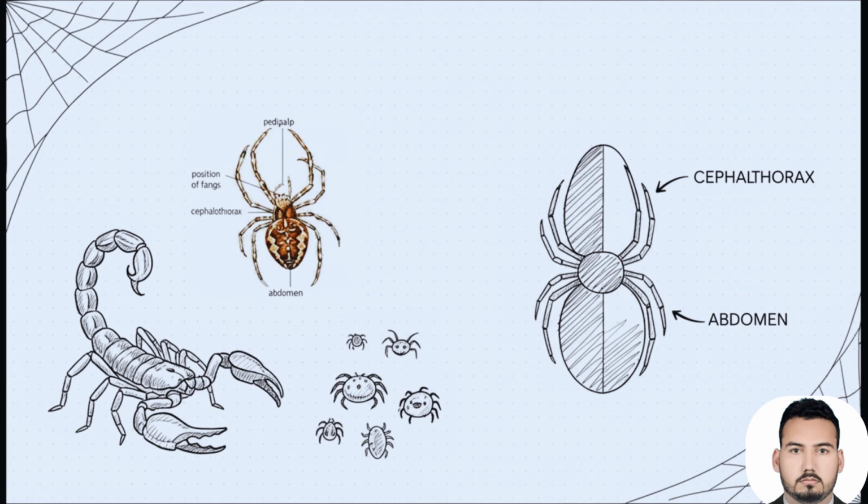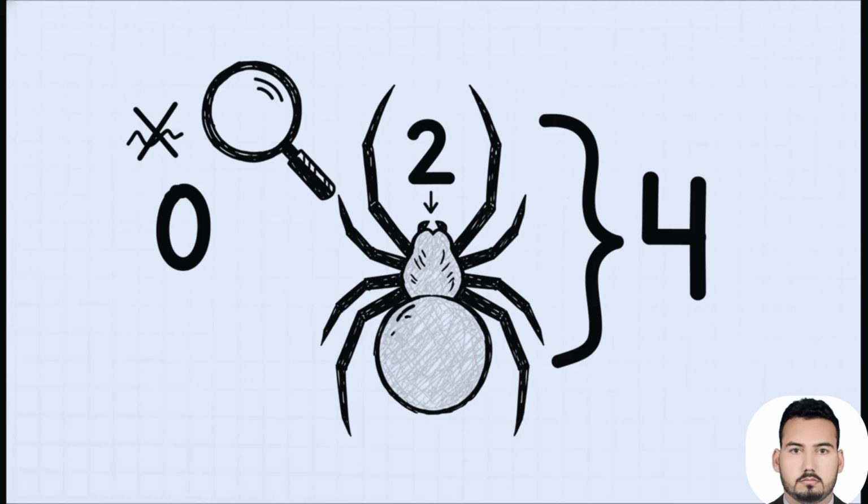Next up, we have the arachnids. This is a group famous for its spiders, of course, but it also includes scorpions, mites, and ticks. And you can see right away that 2-part body we were talking about, that fused head and thorax, called a cephalothorax, and then the abdomen. So, what's the easiest way to spot an arachnid? Just count the legs. They always have 4 pairs, for a total of 8. But just as important is what they don't have. 0 antenna. That's right, none. Instead of antenna, they have other specialized parts near their mouth, like fangs.